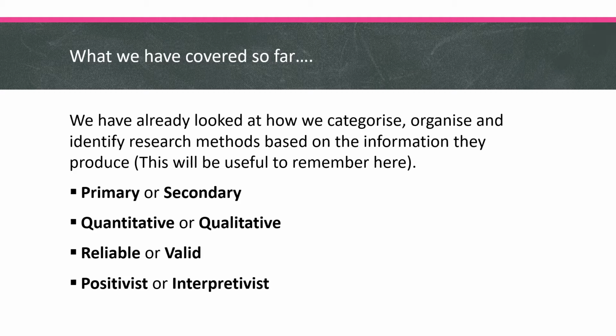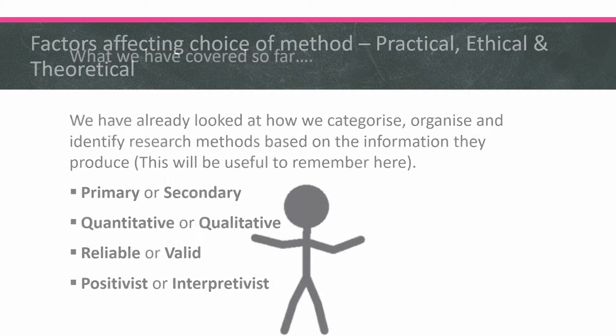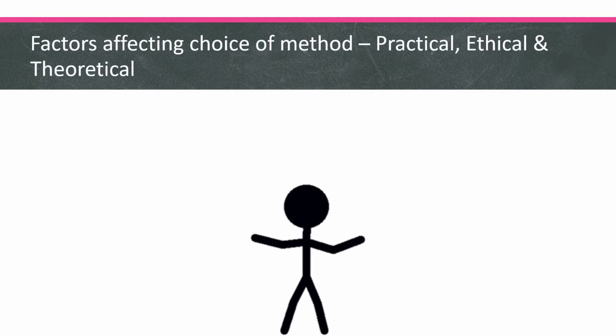Now, a lot of these ideas and themes will come back up here. They are relevant, so do make sure you've looked at this stuff and you're familiar with these ideas before progressing with PET. So what is PET? The factors affecting choice of method is what PET is all about. It's looking at the practical factors, ethical factors and theoretical factors that affect the method you would choose as a researcher.